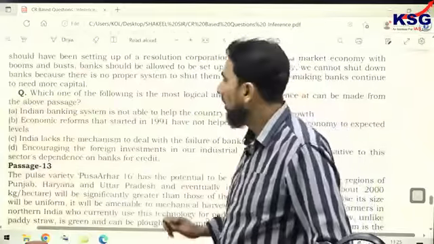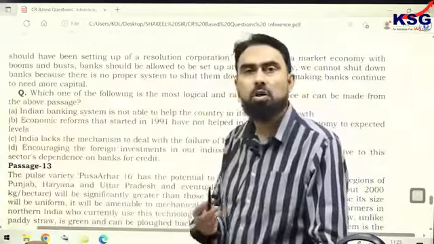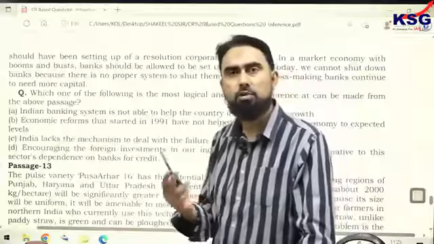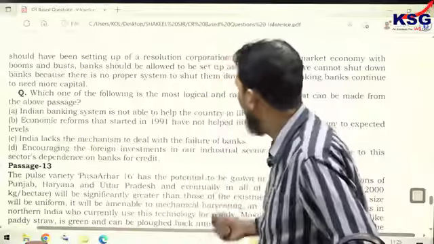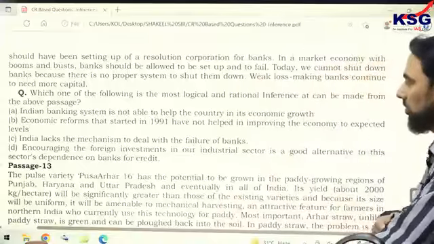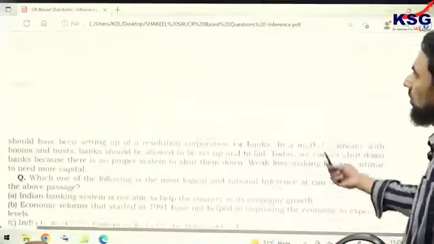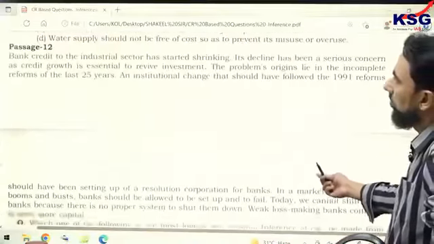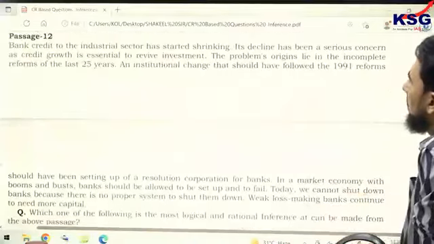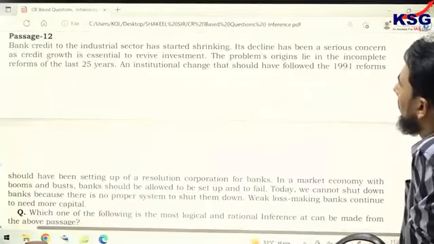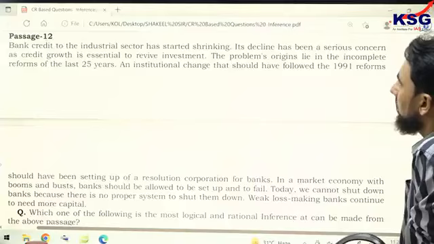However, you have to choose one of the options that is correct. And in case you come across options which have some visible errors, then obviously you cannot choose them. So if you look at this passage, bank credit to the industrial sector has started shrinking. Its decline has been a serious concern as credit growth is essential to revive investment.